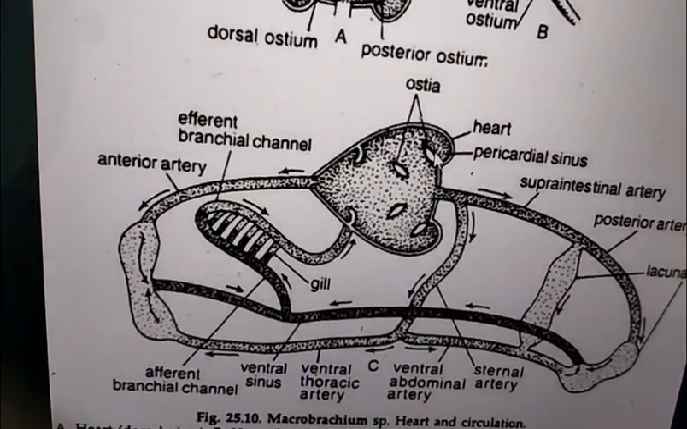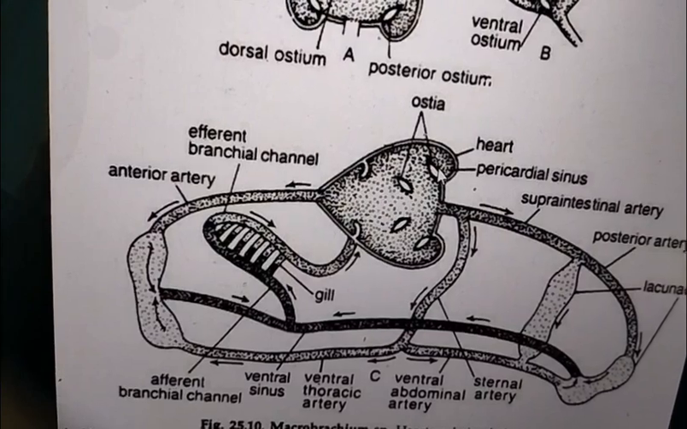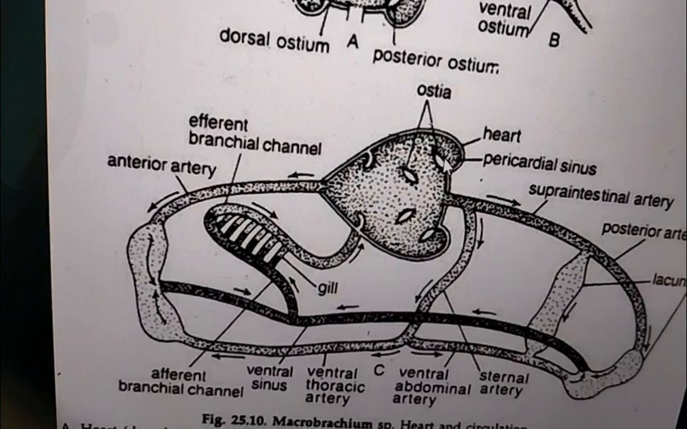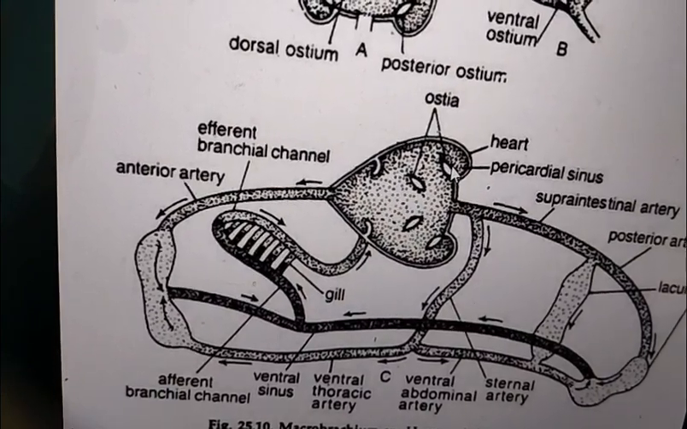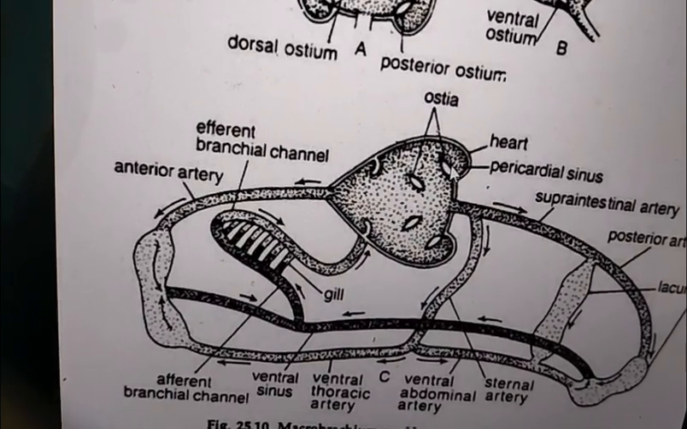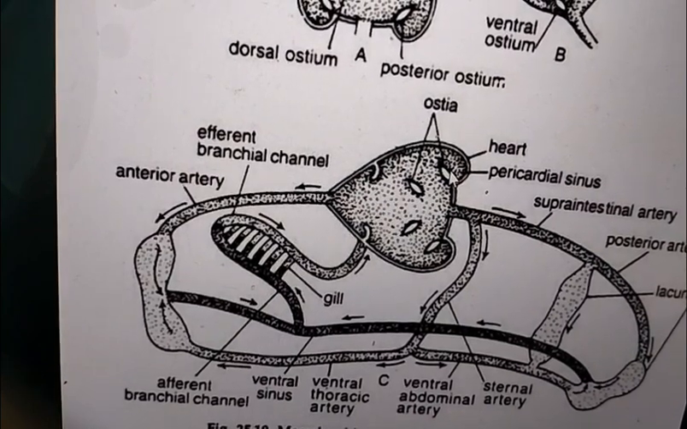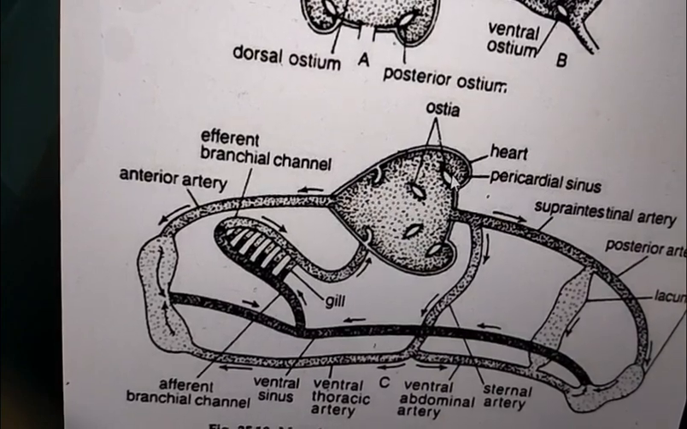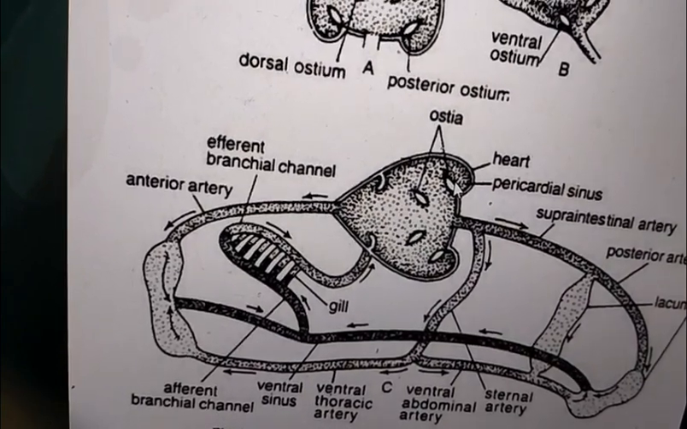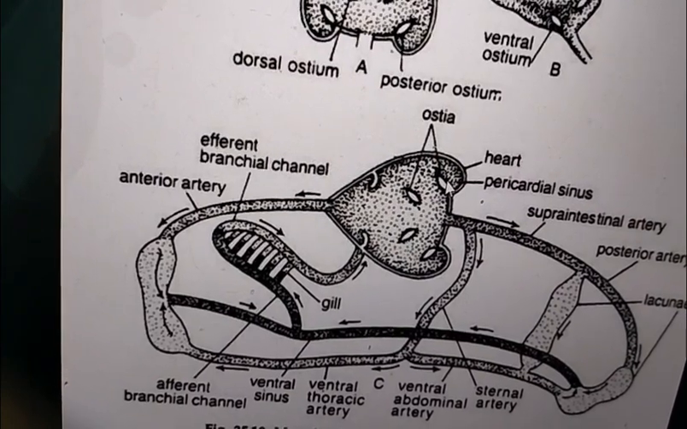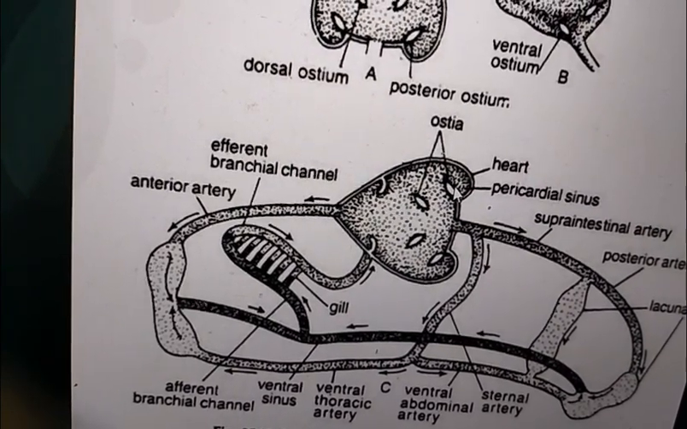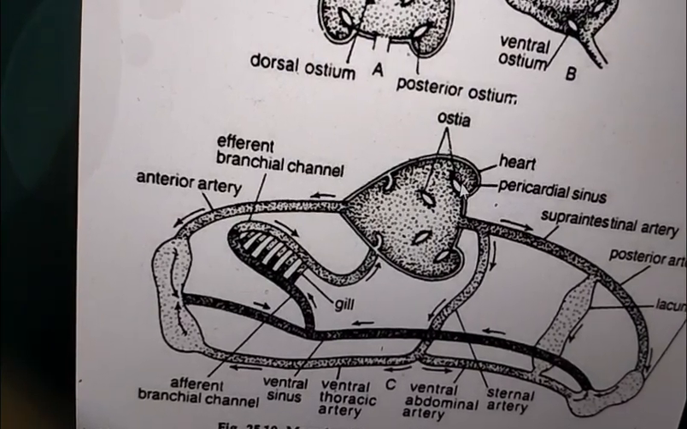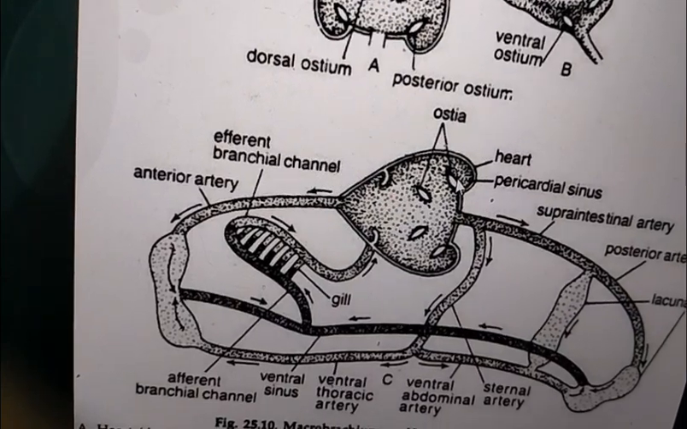The circulatory system of prawn consists of six parts. One is pericardium, second is heart, third is arteries, fourth is blood sinuses, fifth is blood channels, and finally blood is the sixth. These are the various parts. I'm going to repeat: pericardium, heart, arteries, blood sinuses, blood channels, and blood.